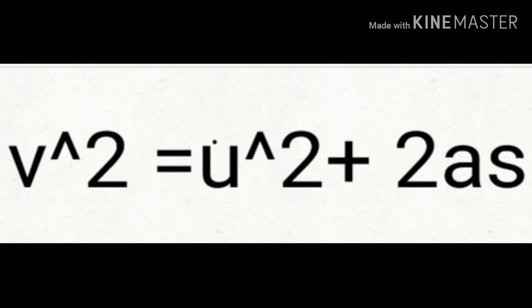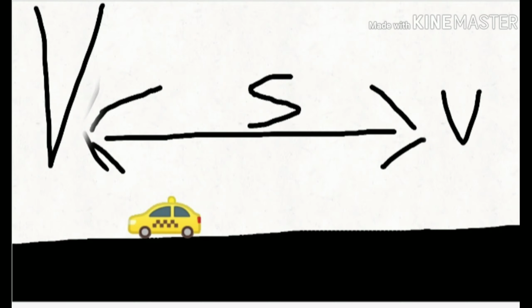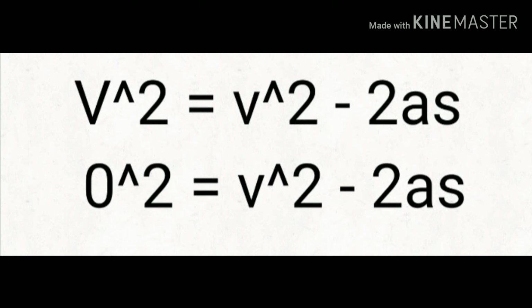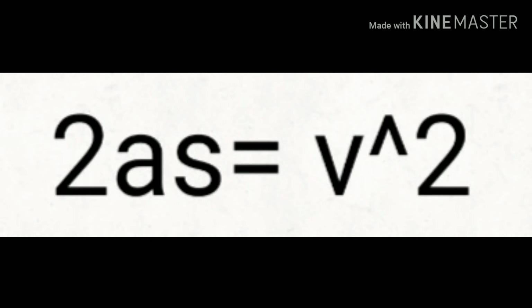Here we will use the formula V square is equal to U square plus 2AS. Here the initial velocity is small v and the final velocity is big V, and we can say that acceleration is negative because the car has stopped. We can say that V square is equal to v square minus 2AS. Here the final velocity is 0, so 0 square is 0, so we can finally get a formula 2AS is equal to v square.